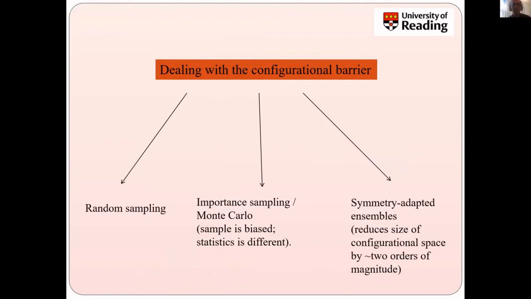You can do random sampling. You can try to incorporate some calls to your DFT program using some importance sampling algorithm like a Monte Carlo or something like that. And sometimes, not always, you can reduce significantly the number of configurations by taking advantage of the symmetry of the crystal, sometimes by 2 orders of magnitude or so.